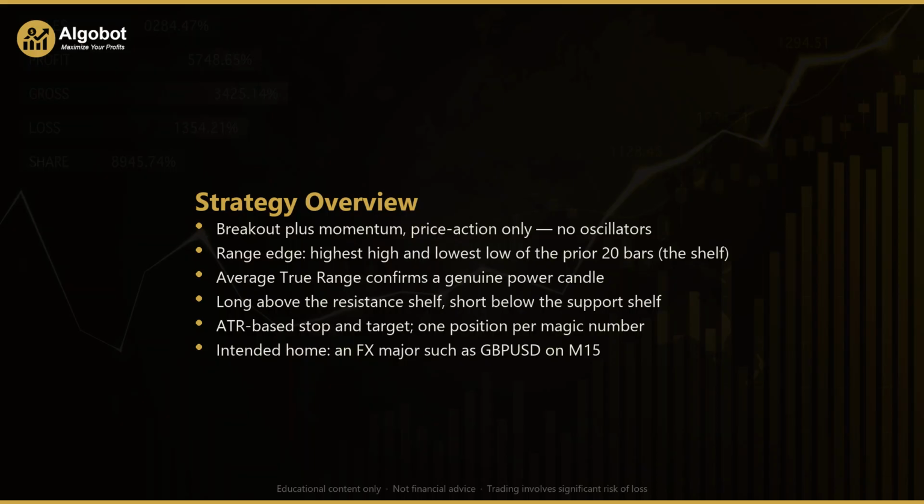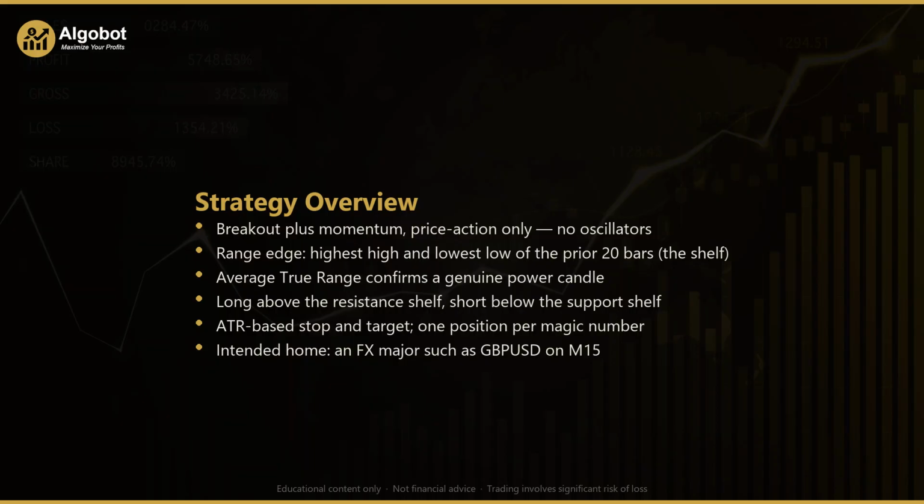To do that, it watches two things. The first is the range edge, which is simply the highest high and the lowest low of a fixed number of completed bars sitting just before the current signal candle. By default, it looks back over 20 bars, and that band of recent highs and lows forms a fresh shelf of resistance above and support below.